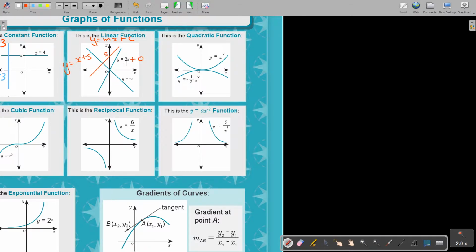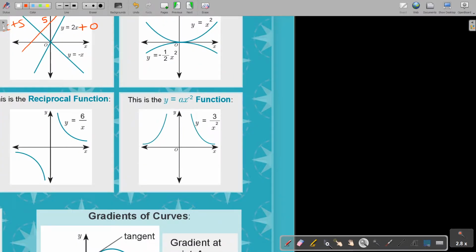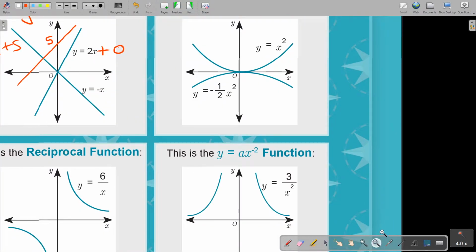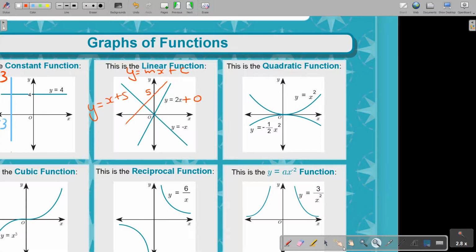If the gradient, can I just show you here? Let's just go back. If it's positive, then it will go up. Do you see? There's a positive. And if it's negative, it will come down. Okay, so take note. But this is a straight line. It's only to the power of 1, and it's coming from this formula.